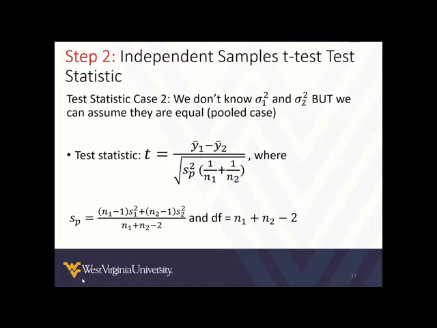And that pooled variance statistic is as follows: the quantity of n1 minus 1 multiplied by the sample variance of sample 1 plus the quantity of n2 minus 1 multiplied by the sample variance of sample 2, all over n1 plus n2 minus 2. And this is going to, as I've said before, follow the t distribution, but with degrees of freedom n1 plus n2 minus 2.